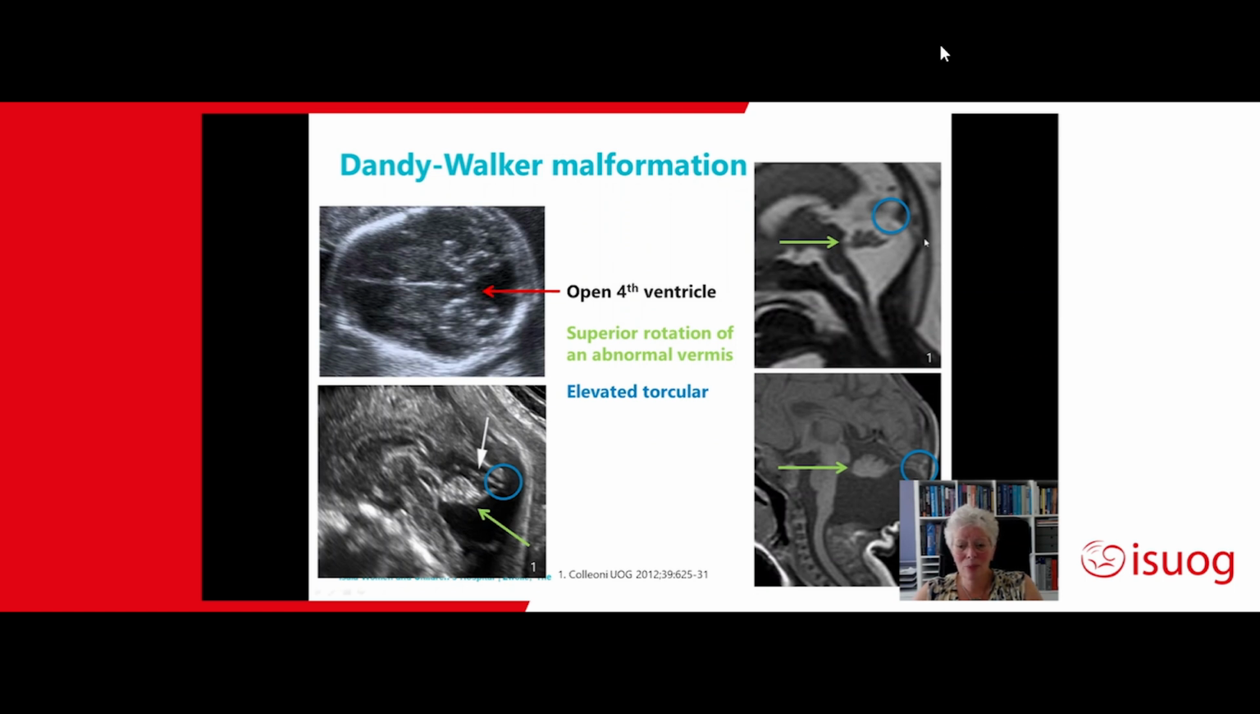And besides that, we can see an elevated torcular. And the insertion of the torcular is high, where it actually should be somewhere over here. Or here, if we look at the neck muscles, it should be over here.